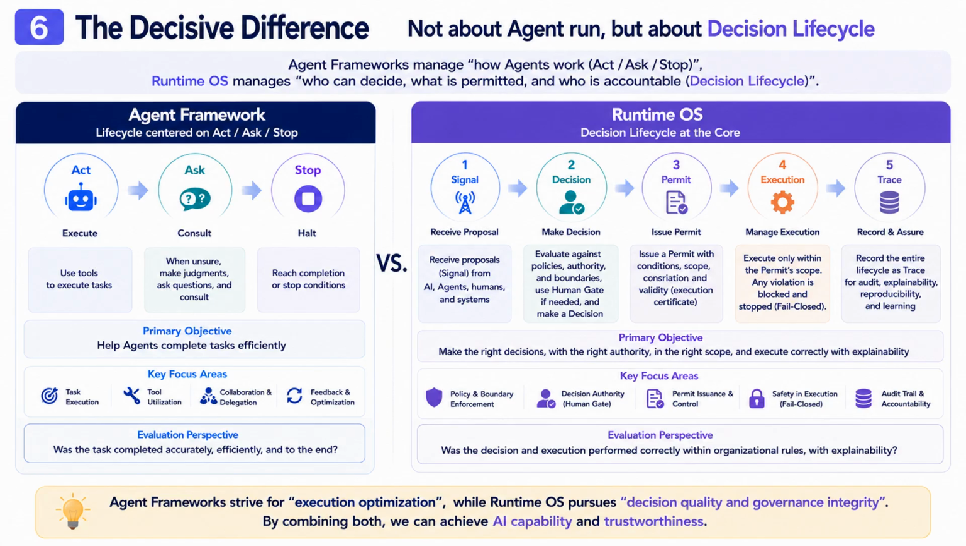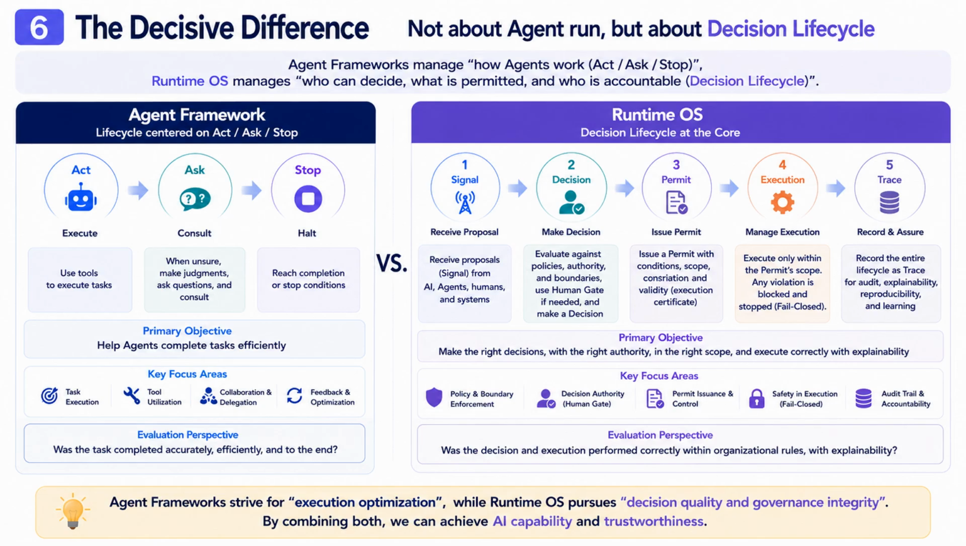At the center of an agent framework is essentially the agent run. When an agent is given a task, it moves through the process by choosing among act, ask, and stop, depending on the situation. If it can proceed, it acts. If it needs more information or a decision, it asks. And if the task is complete, or if it determines that it cannot continue, it stops. Throughout this process, the agent uses tools, delegates work to other agents, receives feedback, and continuously optimizes execution. The central question here is, did the agent complete the task accurately and efficiently?